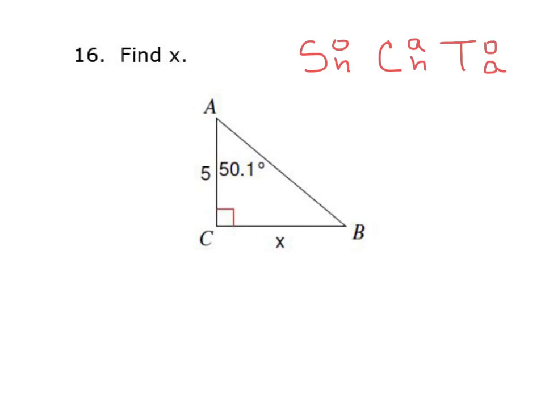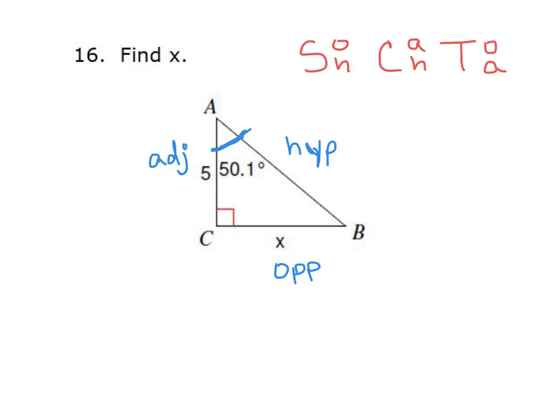Our first step is going to be to identify our angle. So here is 50.1 degrees. From here, we label our triangle. Across from our angle, opposite, is represented by X. Across from the 90-degree angle is going to be our hypotenuse. And then the side next to our angle is our adjacent. So we've labeled our triangle. We have our angle identified.